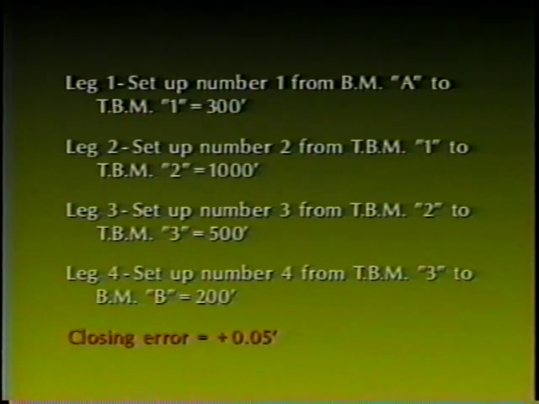Here we have an example of a level run. This level run has 4 legs of various lengths. The closing error is plus 0.05 feet. To distribute the error of this run, the elevation for each of the 4 TBMs would be adjusted down to make the run close flat on BMB. This adjustment can be done by one of the 3 methods.